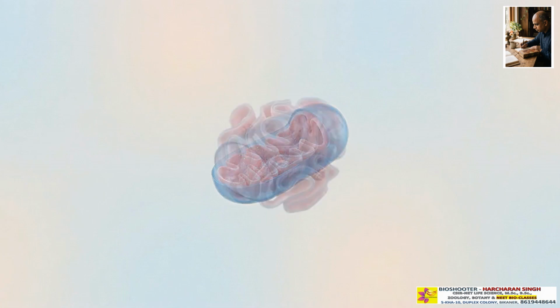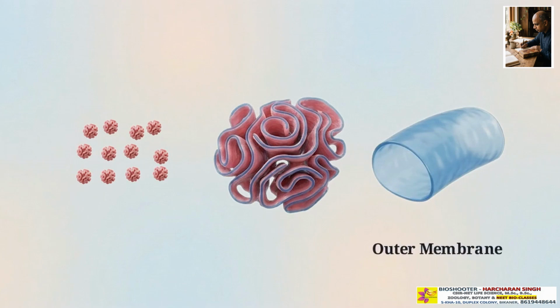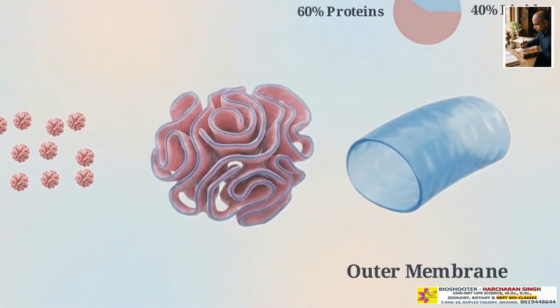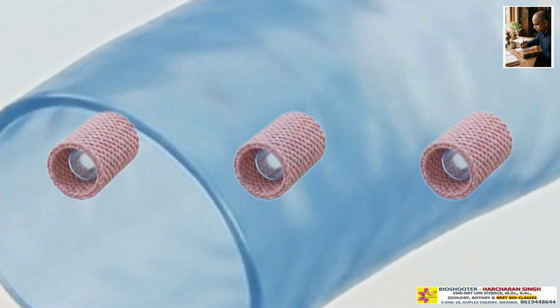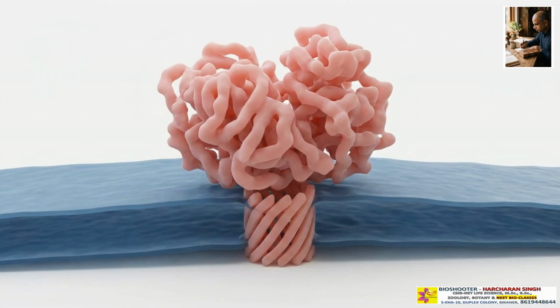Looking at this 3D model, the first feature is the double membrane structure. The smooth exterior is the outer membrane, composed of roughly 40% lipids and 60% proteins. Zooming in on the surface, we see that this outer shell is highly porous. It's studded with beta barrel structures called VDACs, voltage-dependent anion channels. These open pores allow ions and small uncharged molecules to flow freely in and out. However, larger molecules, like the complex proteins required to keep the engine running, cannot slip through these VDAC pores.